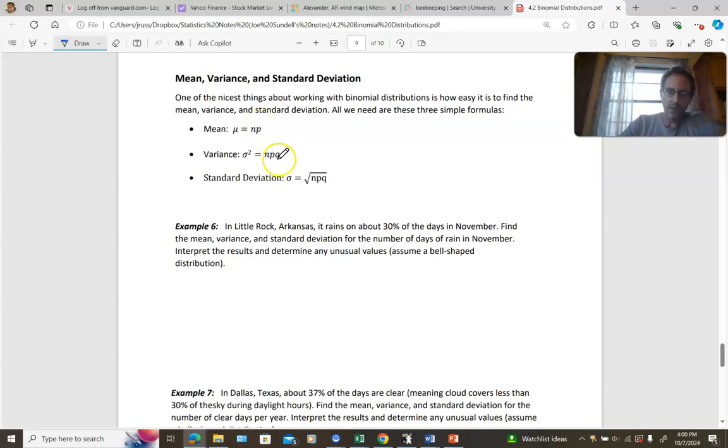And then the variance is very similar. You're just going to end up multiplying the mean times whatever q is. And then as always, to find the standard deviation, it's just the square root of the variance. Okay.